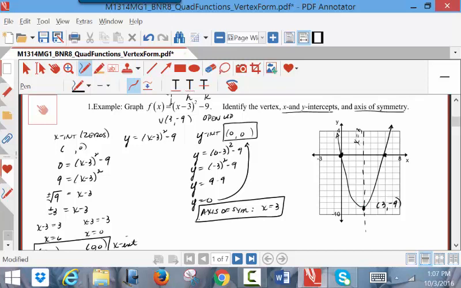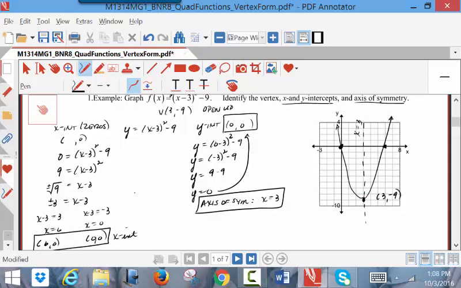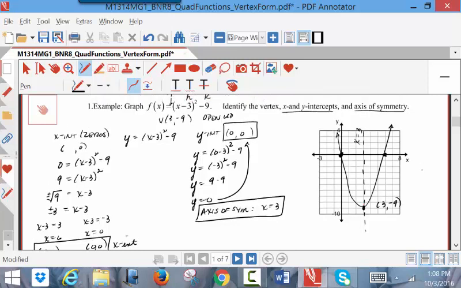It opens up. It has x-intercepts of (6, 0) and (0, 0). It has a y-intercept of the origin. It has an axis of symmetry. Okay, a lot of information we have because that function is written in the vertex form. All because that function is written in the vertex form, we have a lot of information on it.